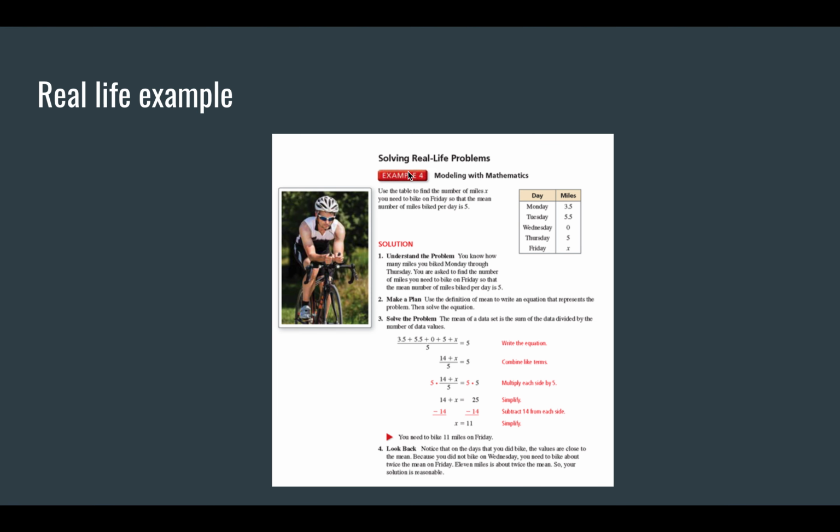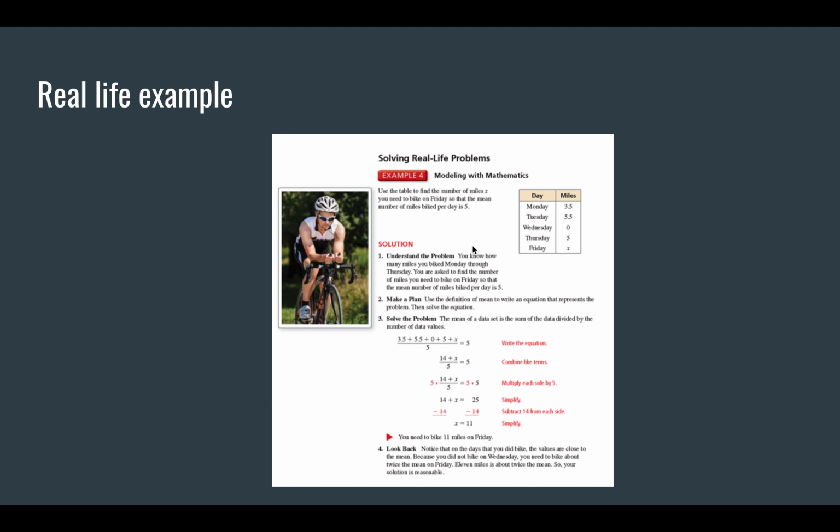Then here's the real life example I was talking about earlier. Example 4, modeling with mathematics. Use the table to find the number of miles x you would need to bike on Friday so that the mean number of miles biked per day is 5. Then here's the chart here. Monday 3.5, Tuesday 5.5, Wednesday 0, Thursday 5, and Friday is x. That's what we want to find.